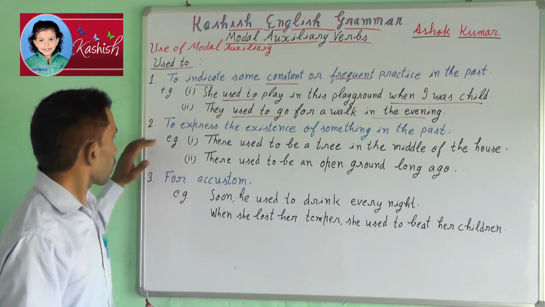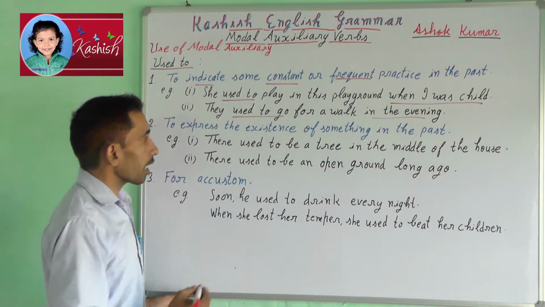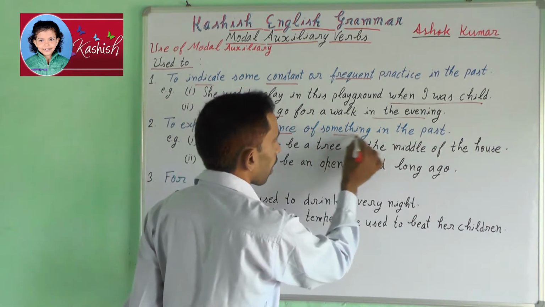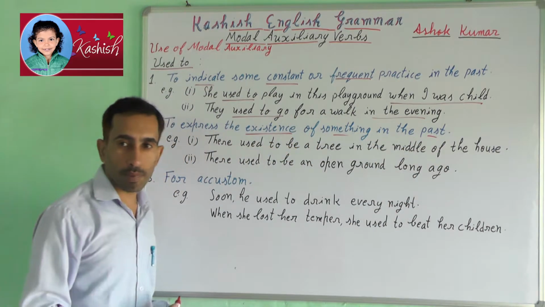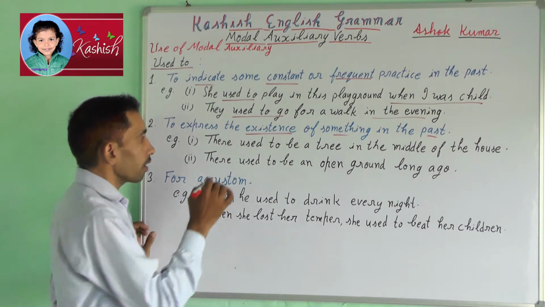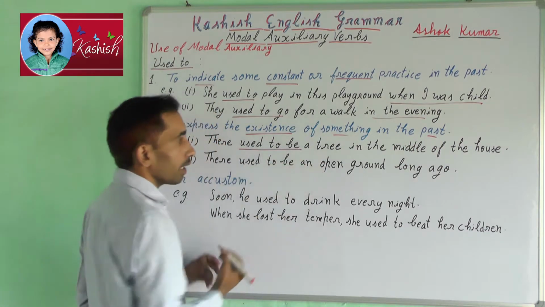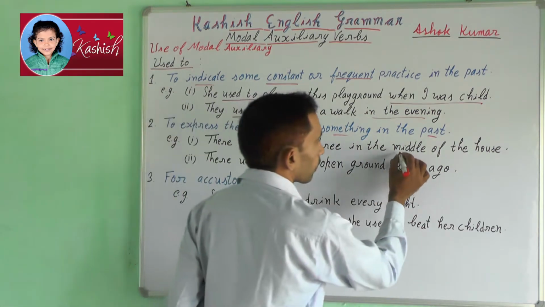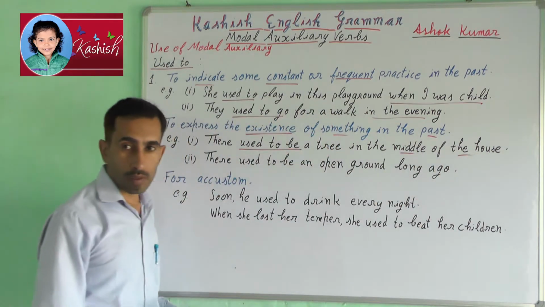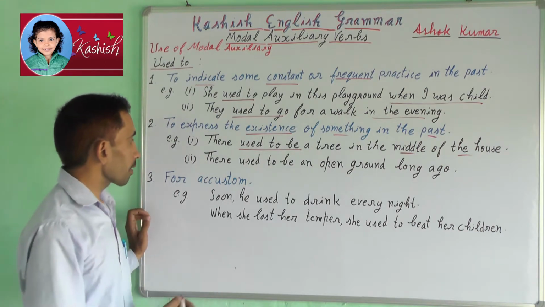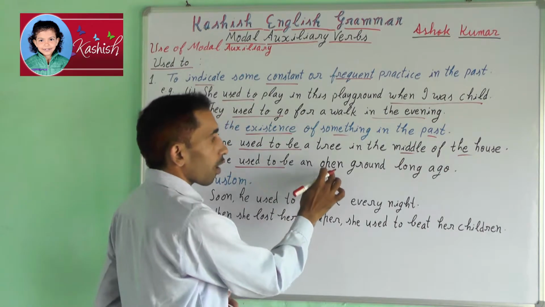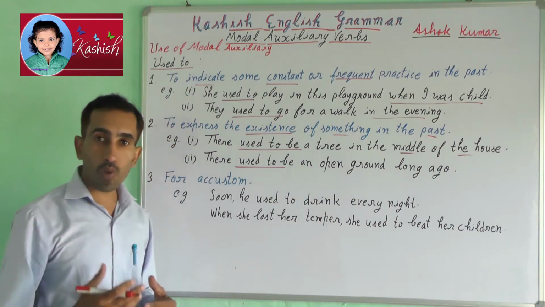Second, to express the existence of something in the past. For example, there used to be a tree in the middle of the house. Next, there used to be an open ground long ago.